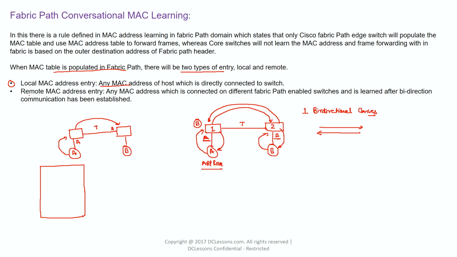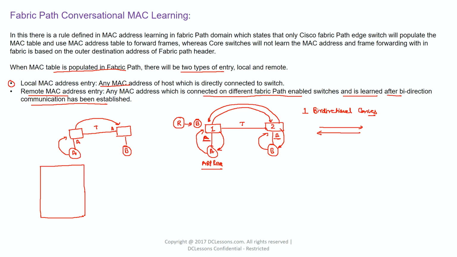But in switch 1, B will be marked or tagged as a remote MAC address. Why? Because the B MAC address is originally connected to a different FabricPath-enabled switch and is learned after bidirectional communication has been established. So this is conversational MAC address learning. When one conversation is completed, the MAC address table is learned.